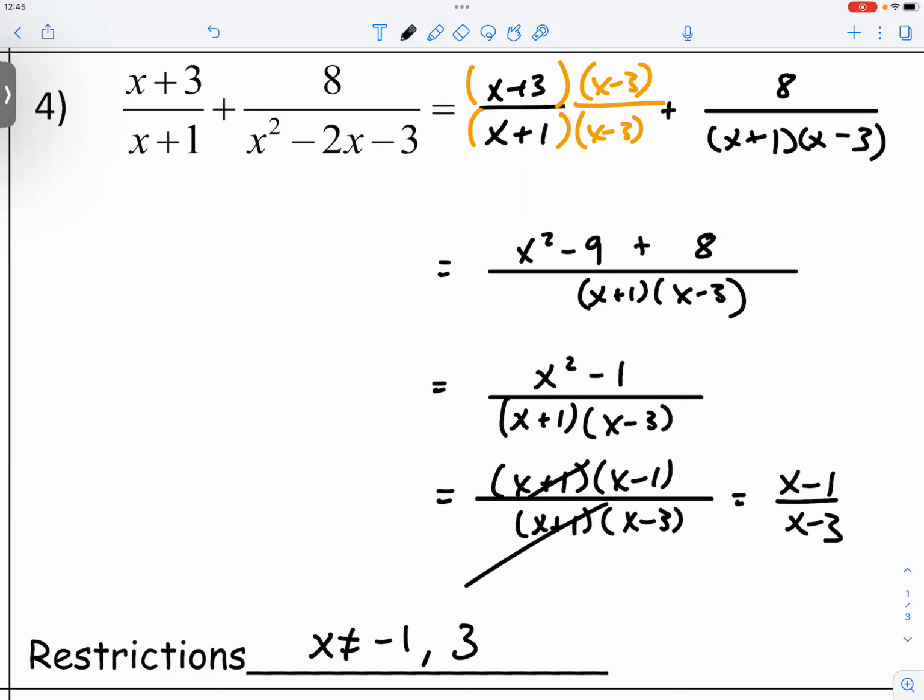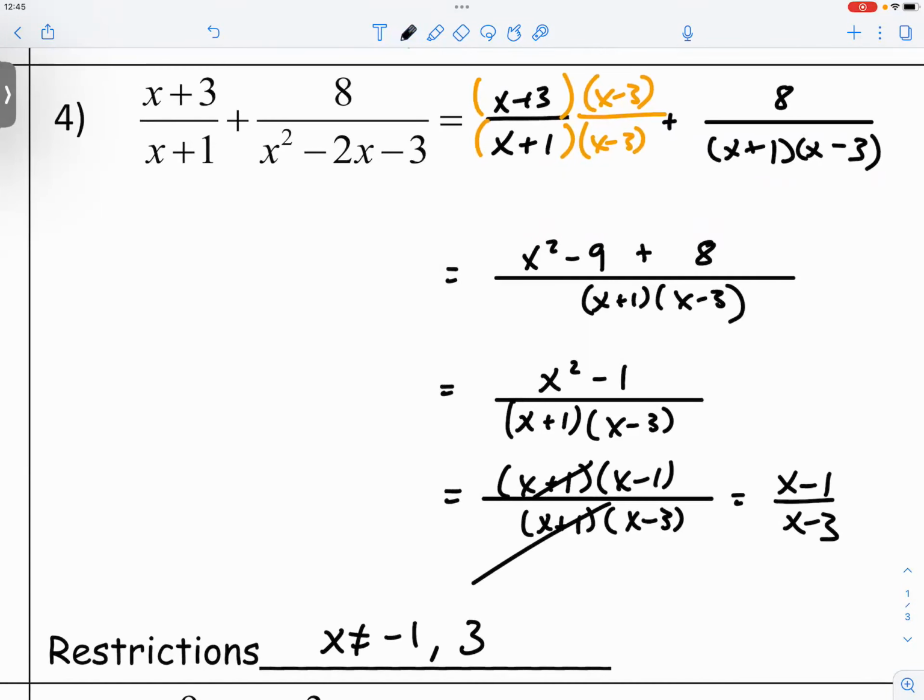Okay, so actively factoring, actively seeking things that can be canceled out, that would be very crucial for any of these addition and subtraction questions. And of course, making sure that you know how to find out and get the common denominator.